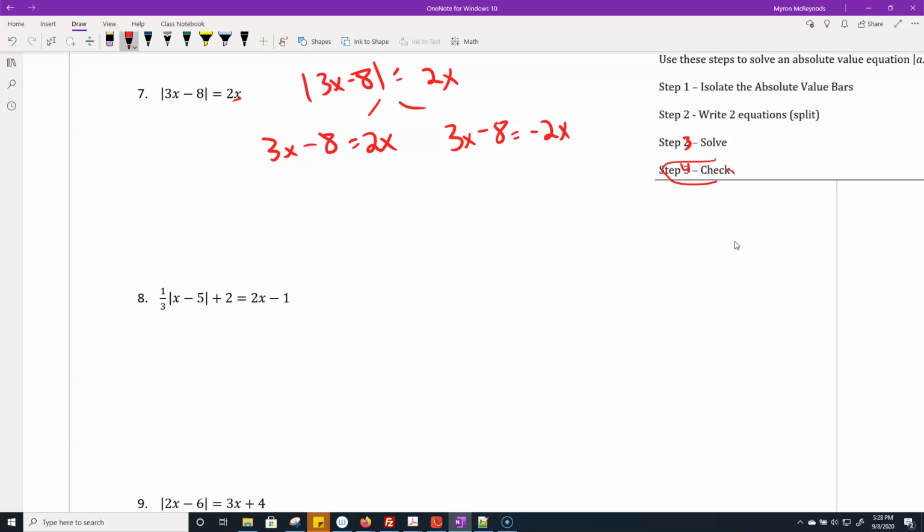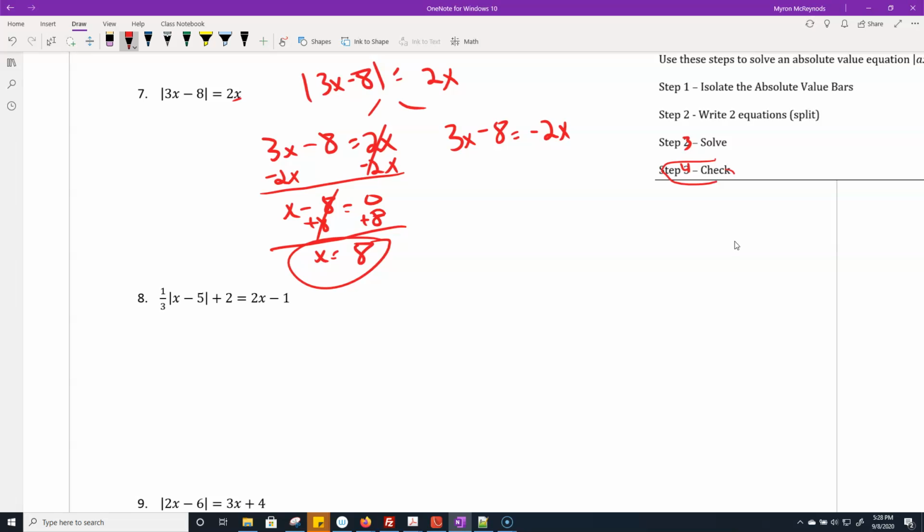So I'm going to solve the left first. I get, let's do minus 2x, minus 2x. Cancel that out, and I get x minus 8 equals 0, plus the 8 over, plus the 8. x is equal to 8. I cancel that out and move it over there. x is equal to 8.